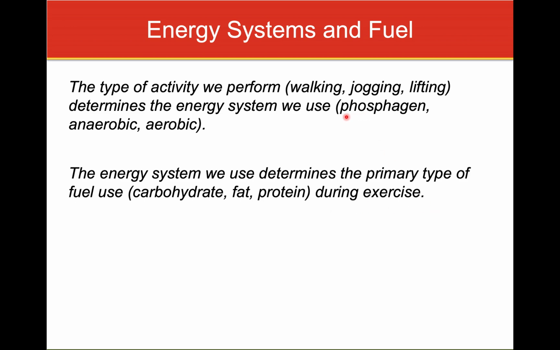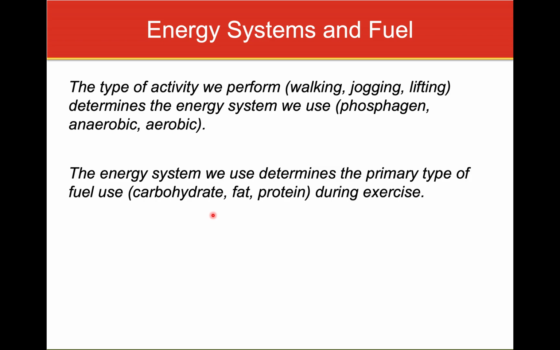So, which one we tap into, phosphagen, anaerobic, aerobic, is going to determine where we are getting most of our fuel from. Are we pulling on our carbohydrate? Are we pulling on our fat stores? Are we using protein for energy? The one thing that is not listed here is something called creatine phosphate, and that's what we're going to use primarily in the phosphagen system.